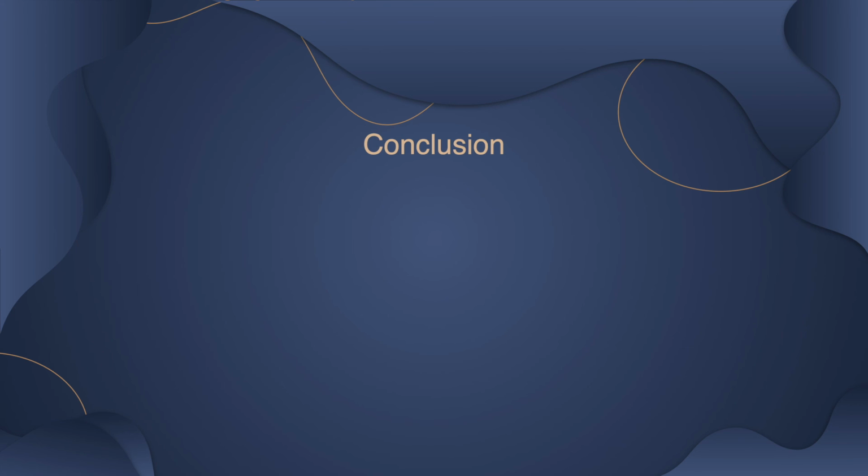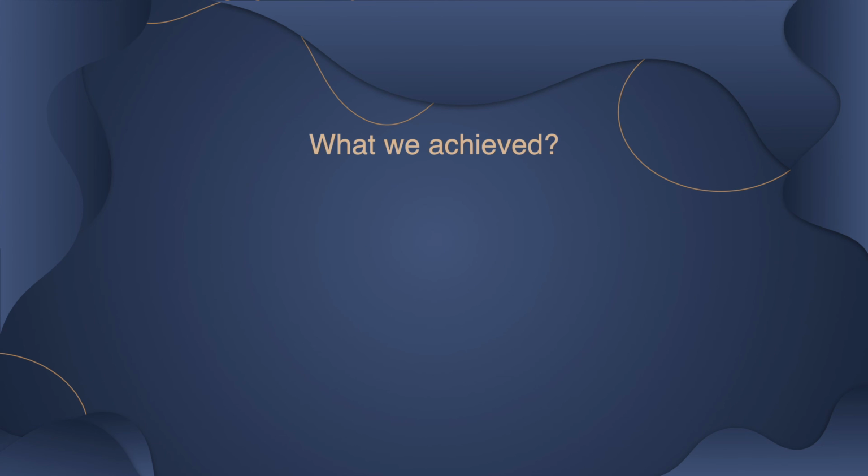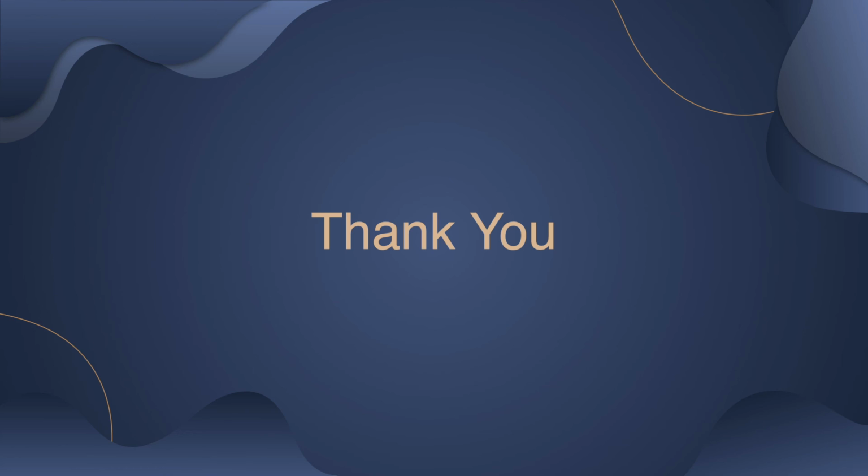Okay. Conclusion: we can reduce the cost by 75% or more. We can reduce the API response time by 70%. What did we achieve? We achieved happy customers because we improved the customer experience by reducing the waiting time for the customer, and a happy business by reducing the operation cost.